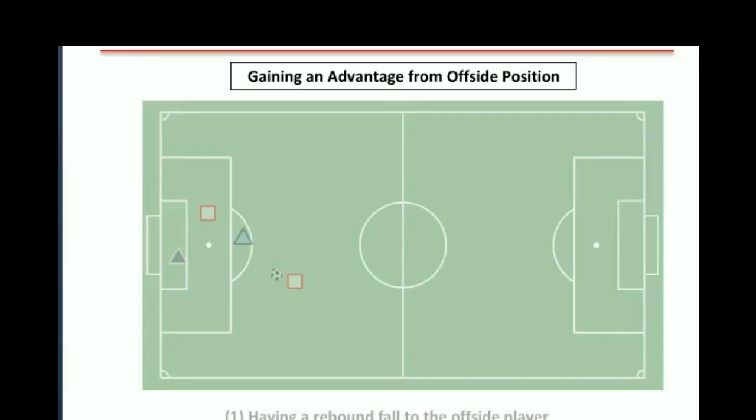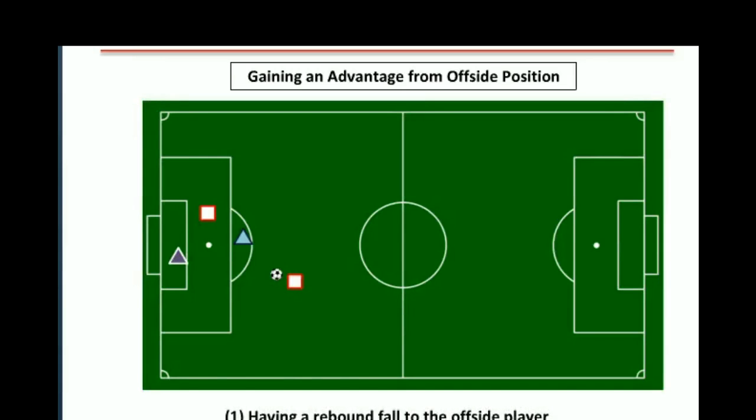The third and final means of becoming involved in active play is by benefiting from an offside position. Specifically, this will be a situation where the offside player gains access to a rebound or deflection that was originally played by a teammate due to the advantage gained from being in offside position. There are several such possibilities.